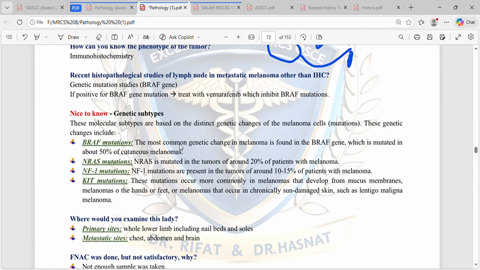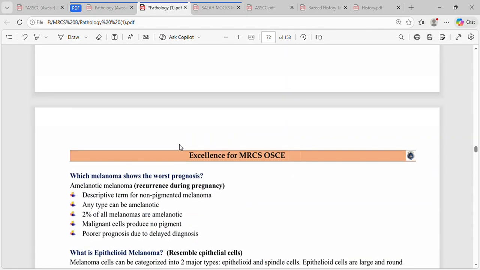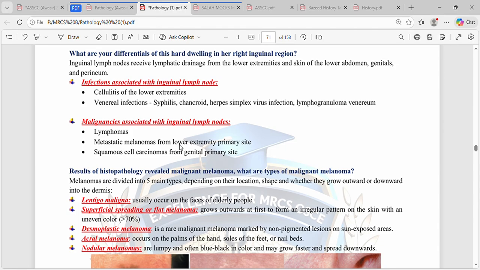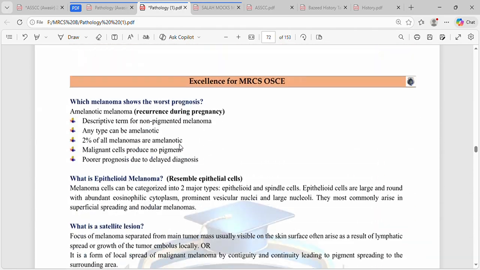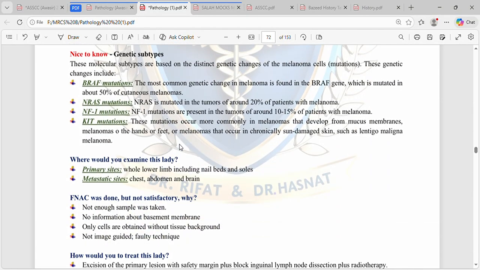Melanomas of the hands or feet, or melanomas that occur on chronically sun-damaged skin, such as lentigo maligna melanoma. So these will help you in remembering the mutations of melanoma if they ask you the question, what mutations are common in melanoma. So here we discussed some of the mutations above, so you can better remember this.